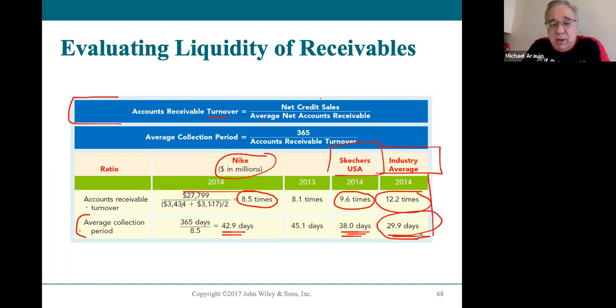So if I were the VP of finance at Nike, I would get everybody in the room there and say, look, this is where the industry is. This is where we are. Just do it.